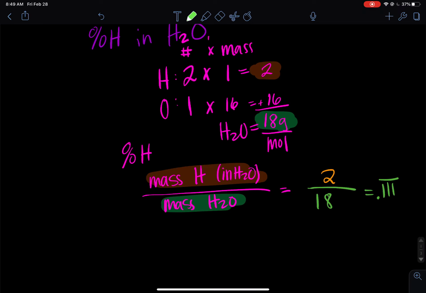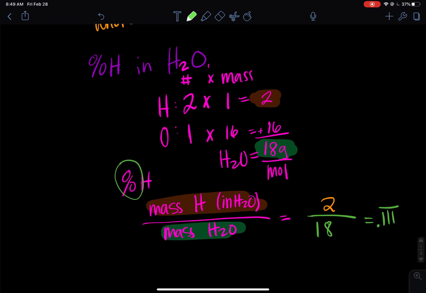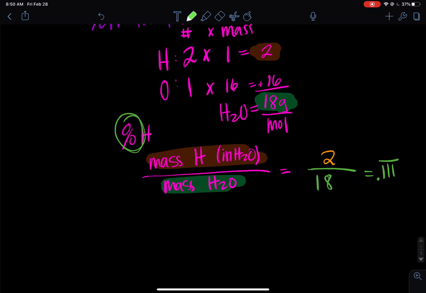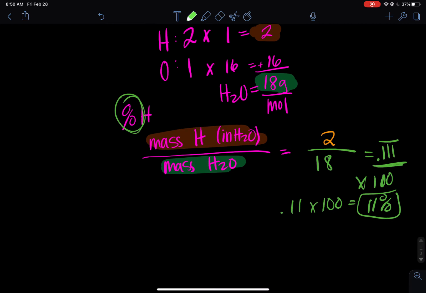Okay, but to have a percentage of something, we take our answer and we multiply it by 100. So it's going to be 0.11 times 100, and that will give us 11%. So what that means is that in water, hydrogen takes up 11% of the mass.